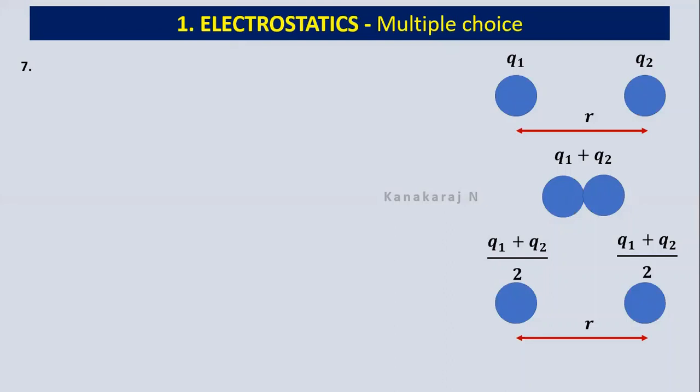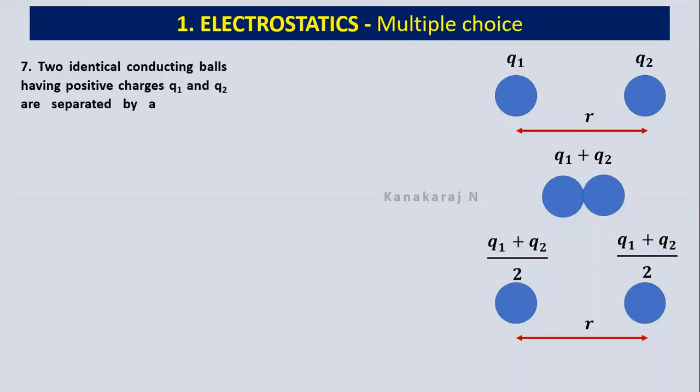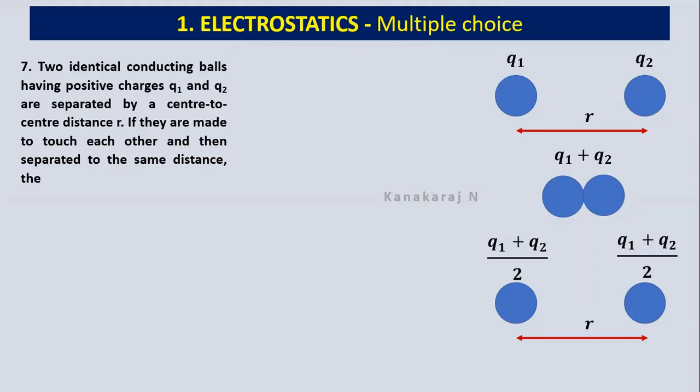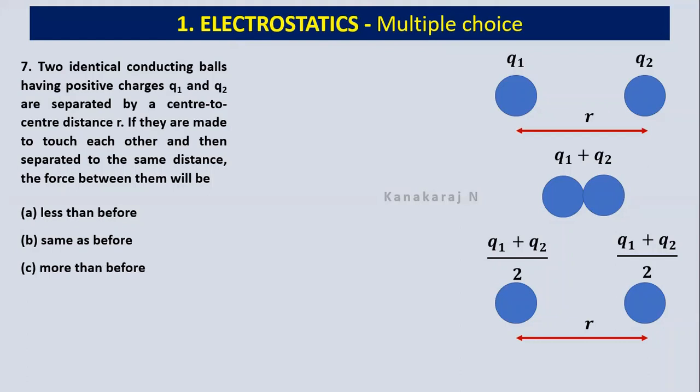Let us read the question now. Two identical conducting balls having the positive charges Q1, Q2 are separated by a center to center distance R. If they are made to touch each other and then separated by the same distance, the new force will be: option A, less than the old force. Option B, the new force is the same as the old force. Option C, the new force is more than before. And the final one, the new force is 0.